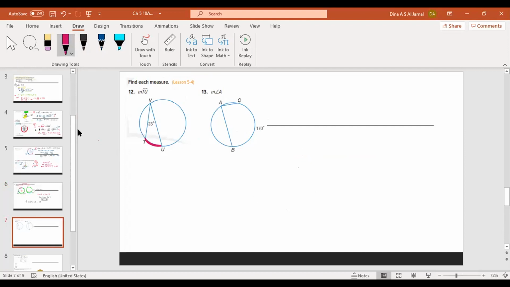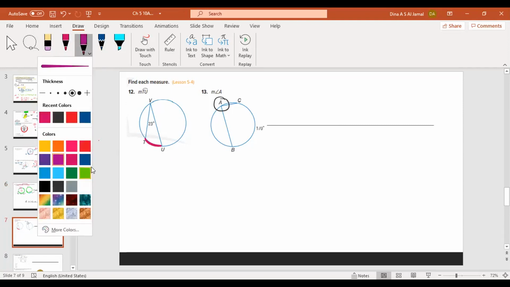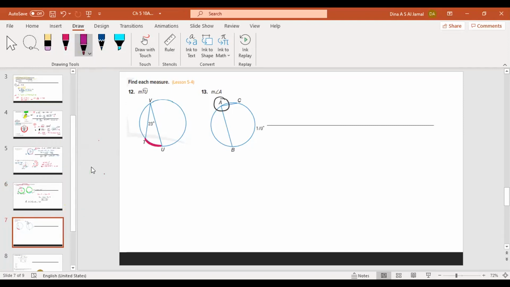Now pay attention. What is the type of this angle? It's inside the circle and its vertex is on the circumference. That means it's not a central angle. It's all about an inscribed angle. So you need to keep in your mind the rule or the formula of the inscribed angle.